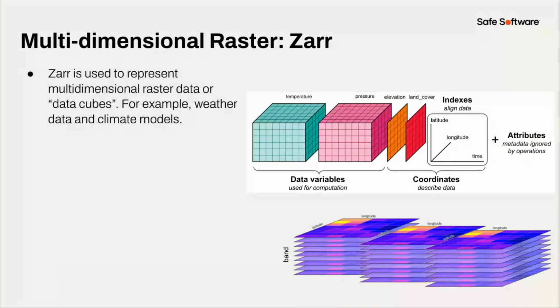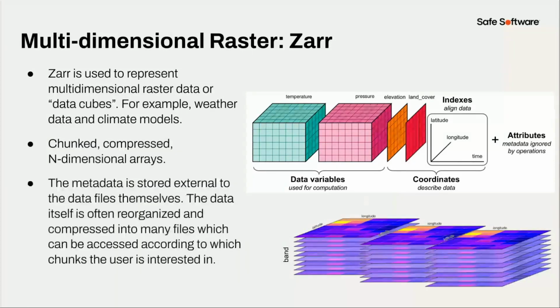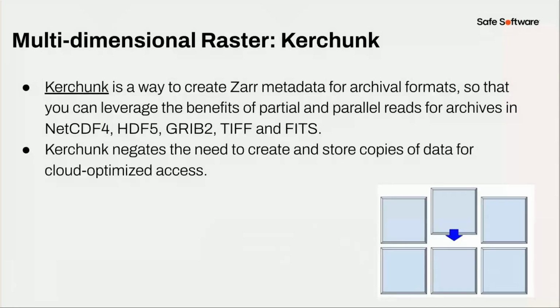ZARR allows for chunk storing of this complicated data. Chunks are 3D cubes of data variables, and each chunk of that data is compressed. Then through the metadata, you can find exactly what you're looking for and just decompress the data that you want. ZARR has a lot of movement behind it, and it's very, very cool.